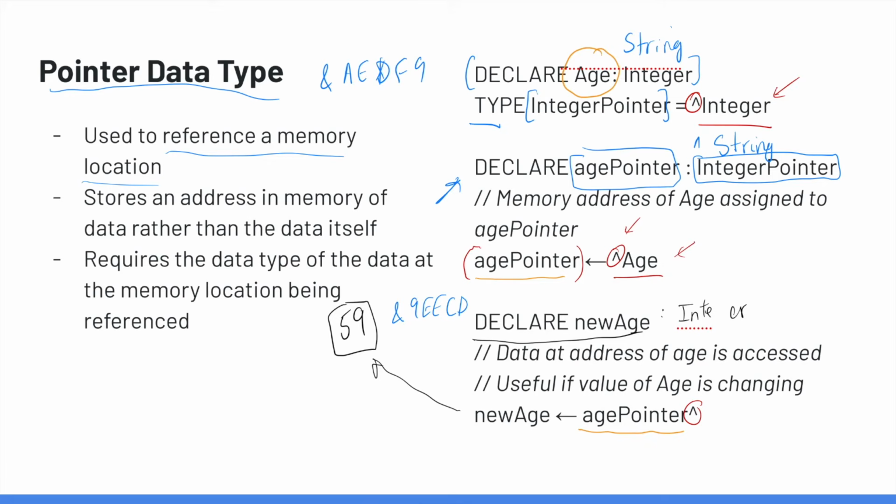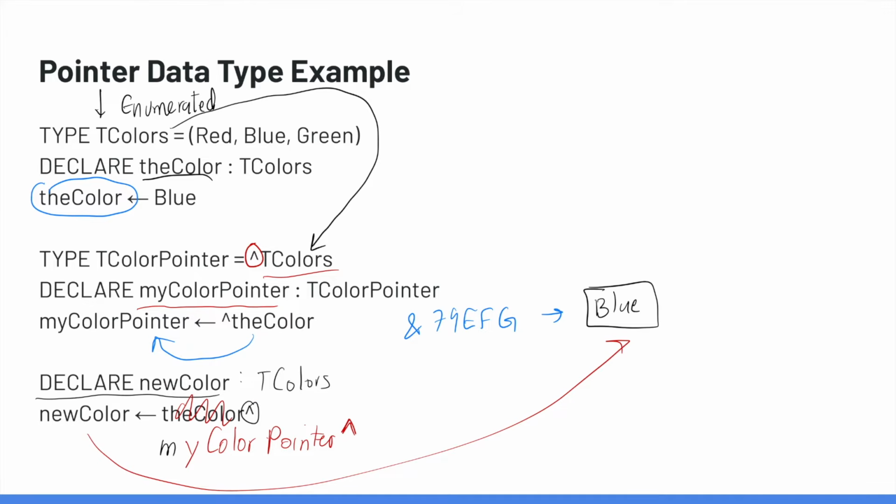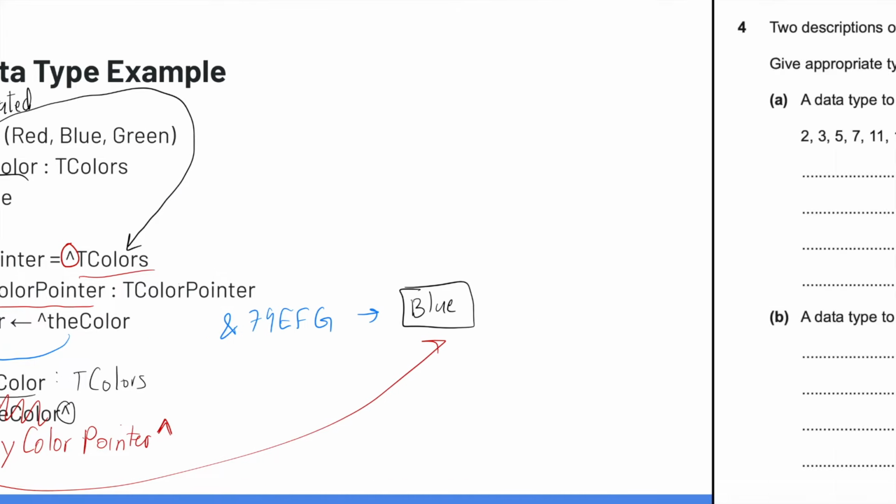And actually right here, we had age pointer. So actually this is a mistake. We're not going to do dcolor. We're going to do my color pointer. So this is wrong. We're going to do my color pointer and then caret. And that's going to make new color equal to blue. So it's a slightly more complex example of how pointer data types work.